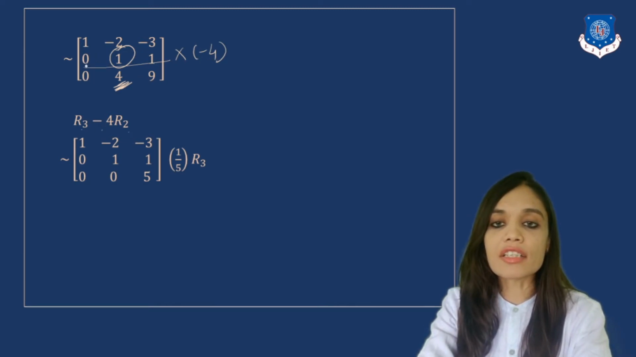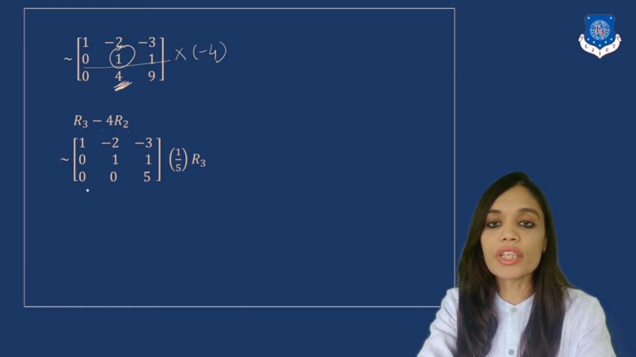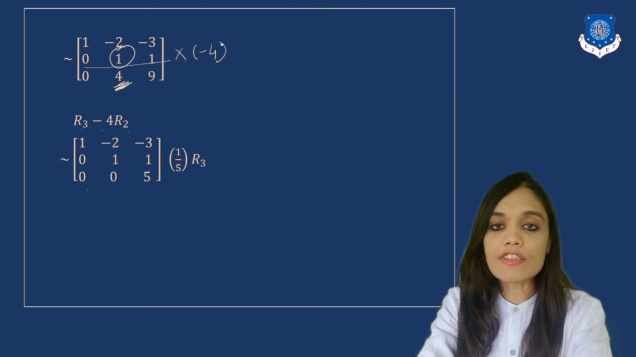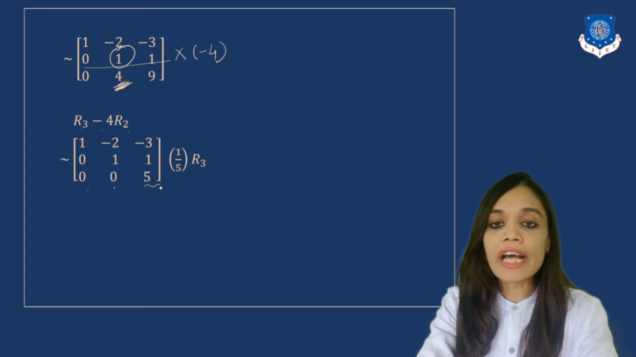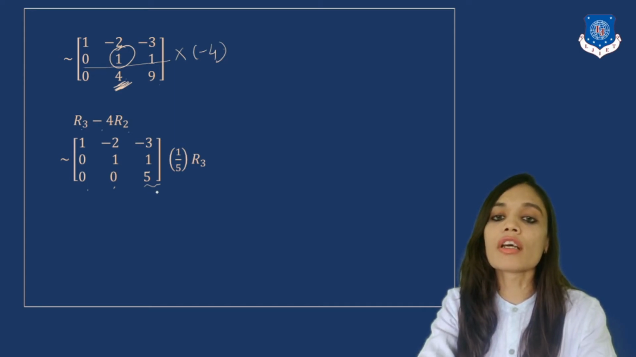So you will get 0 plus 0, so the answer will be 0. Next, minus 4 plus 4, so again the answer will be 0. Lastly, minus 4 plus 9, so you will get the answer as 5. Right? Now the last step remains to form our row echelon form.